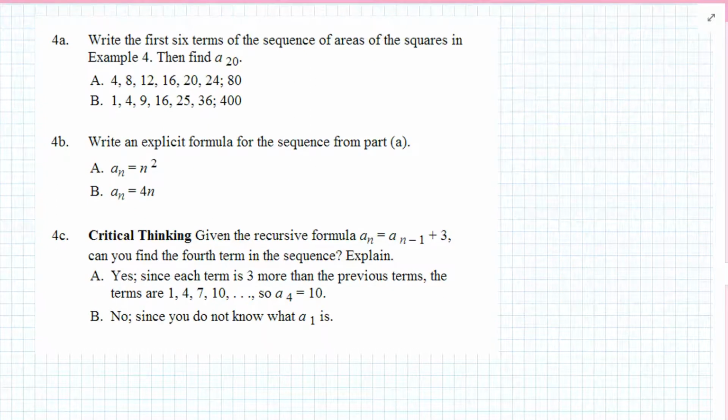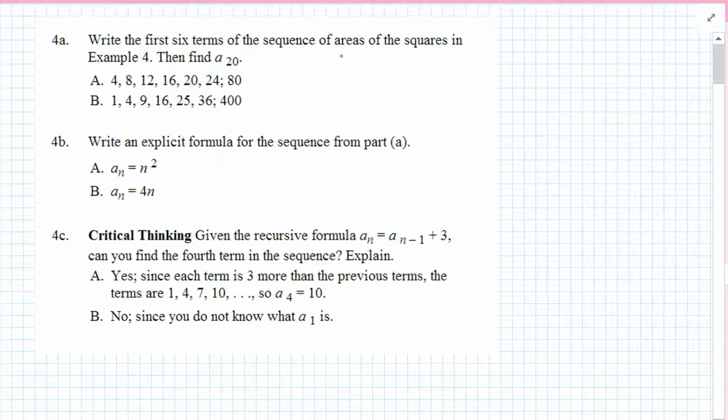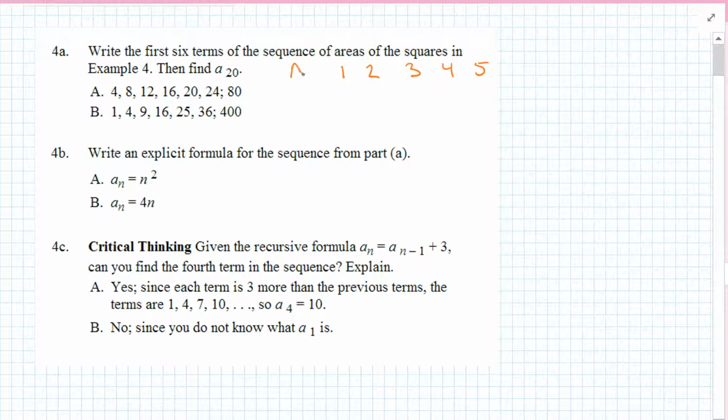Okay, so write the first 6 terms of the sequence of the areas of squares in example 4. Okay, the areas of the squares. Well, the first area was what? Let's look. So the length went 1, 2, 3, 4, 5. What would the area be? So that's the perimeter. We need to know the area and the number of the sequence. So we know the perimeter and the number of the sequence is going to match.